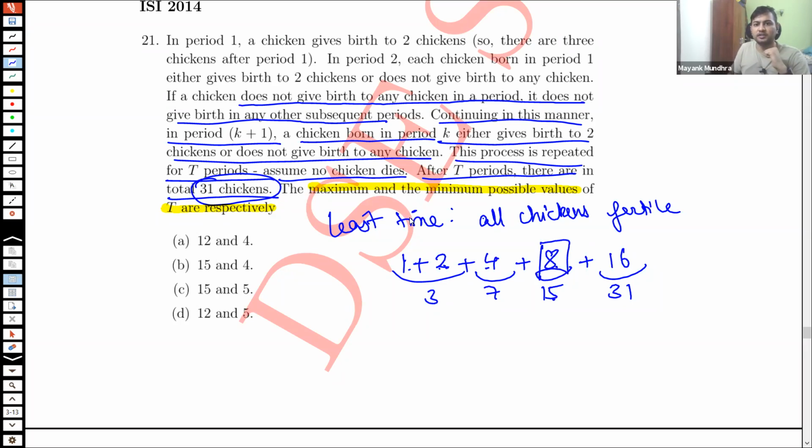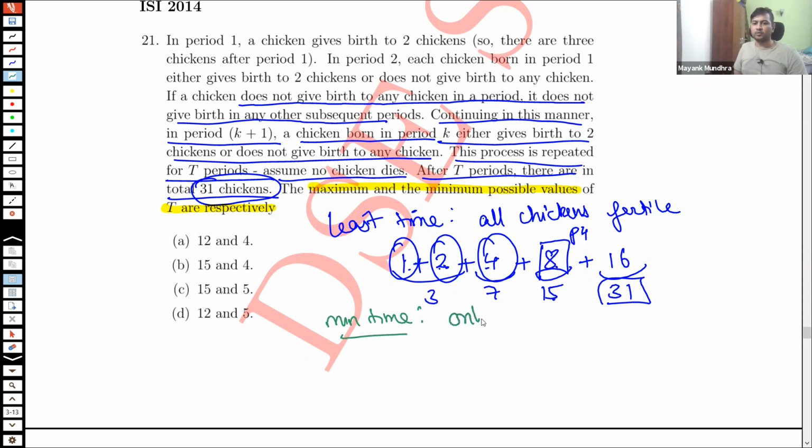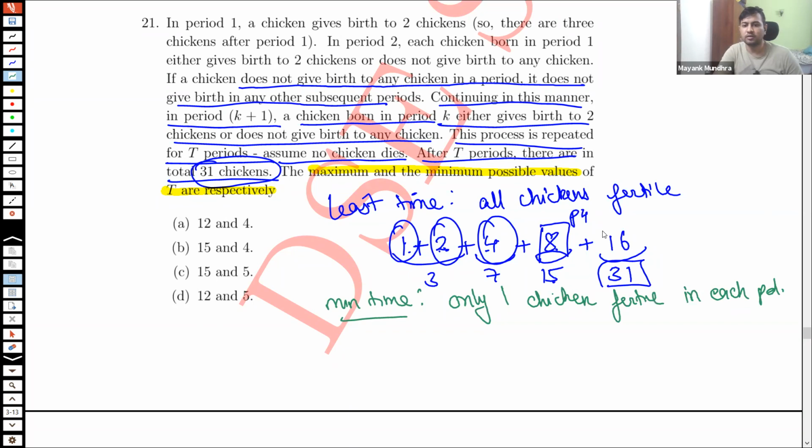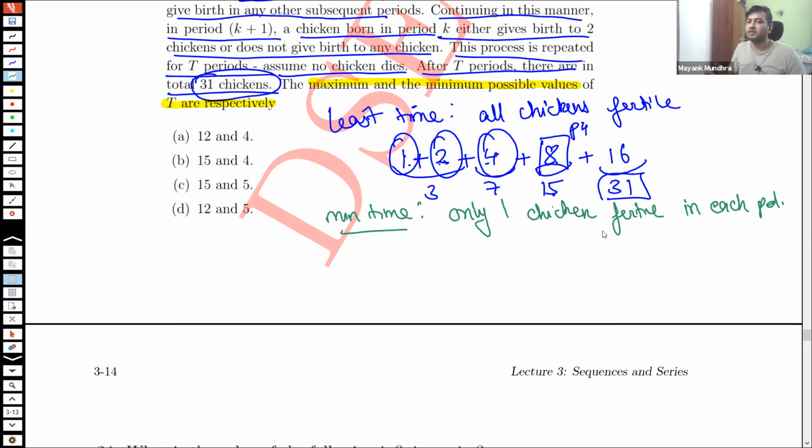So in period 1, the chicken gives birth. This was period 1, this was period 2, this was period 3, and this is period 4. So in period 4, the 16 new chickens are born, and the total population reaches 31. Now the maximum time would be when only one chicken is fertile in each period, right?